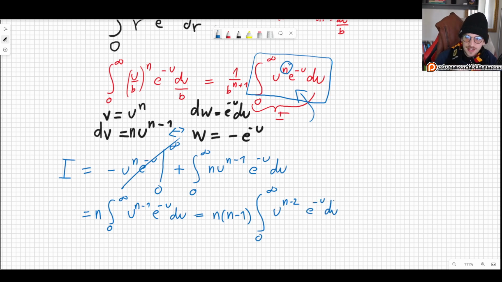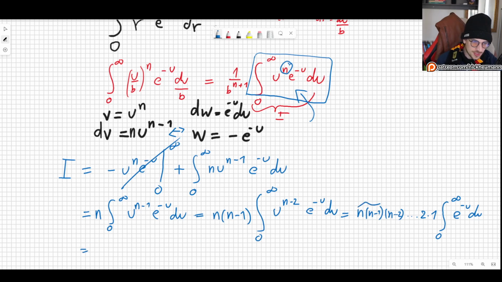And we can do this again and again, right? So we do this until we get something like n times n minus 1 times n minus 2 times n minus 3, n minus 4, and so on, until eventually we get times 2 times 1, right? And we get to the point where we have the integral here of u to the n minus n. We did this n times, and then that's u to the 0, so we don't need to write the u, and then we have e to the minus u du. So all we need to do now is solve this integral.